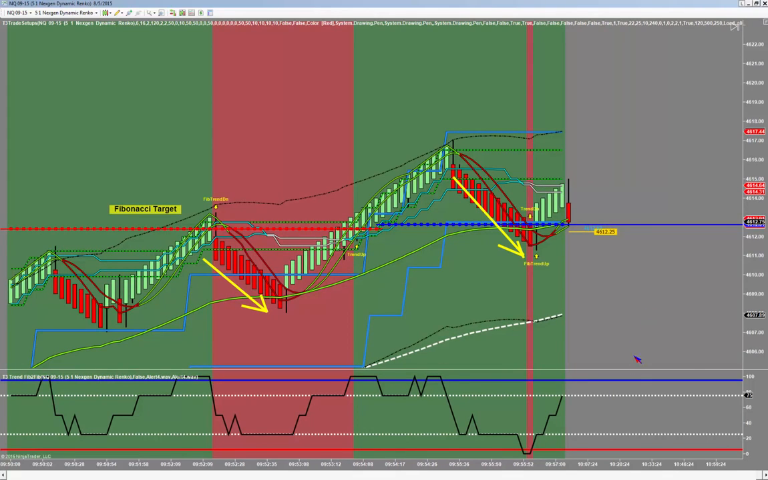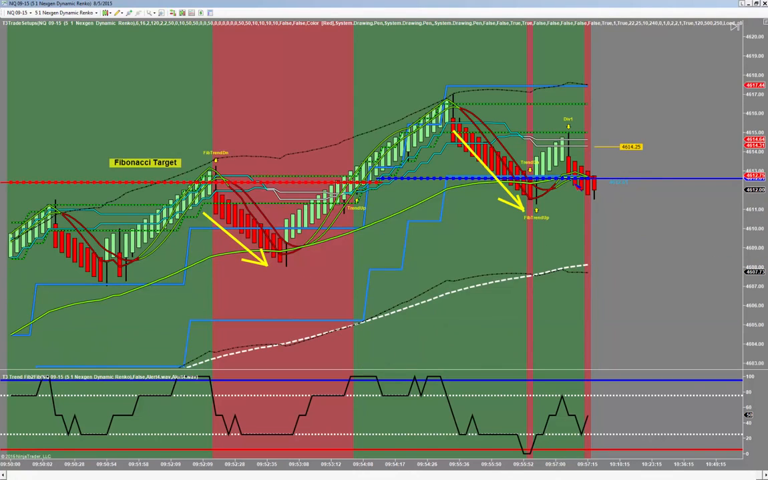Because I know it's tempting to buy support, but if your trigger lines are that far below, you don't have the high probability of it winning, and you have a higher probability of support breaking. We'll see what happens.